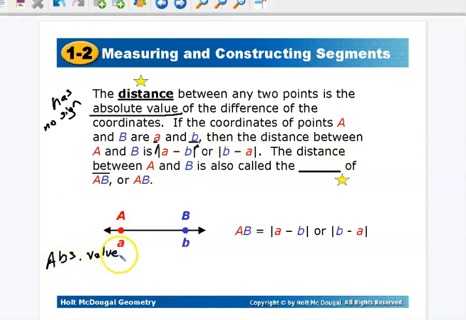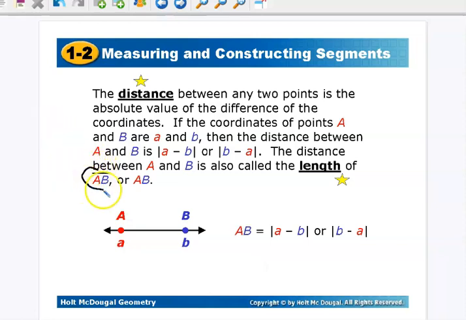Let's put that: absolute value measures distance from 0. The distance between A and B is also called the length of AB, written AB. Notice when I name it, I'm using a line above. This is just designating 2 points right here. So for the distance between 2 points, this is really good to use right there. You may want to highlight that.